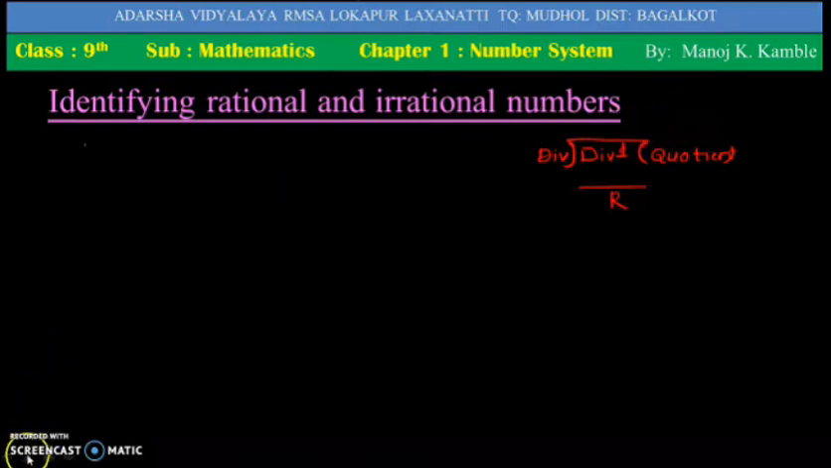Before we move there, we just need to know about the division rule. We already studied this one: dividend, divisor, quotient, and this is the remainder. So this is called the quotient, and now we have to identify rational and irrational numbers on the basis of the quotient. Note it please: identifying rational and irrational numbers on the basis of the quotient's decimal expansion. For this I will solve one example here.